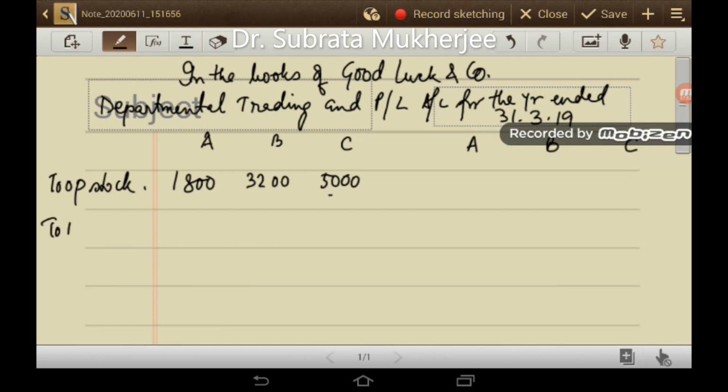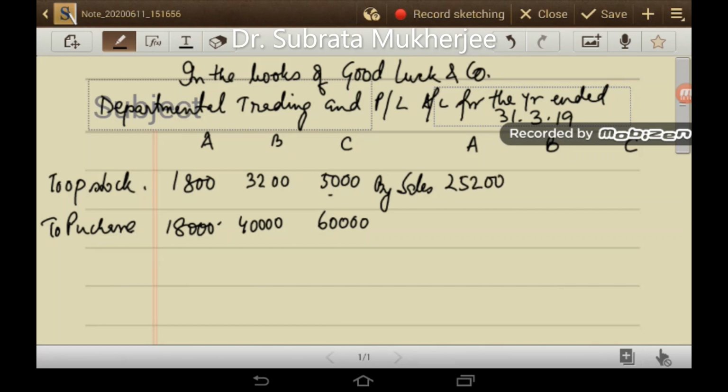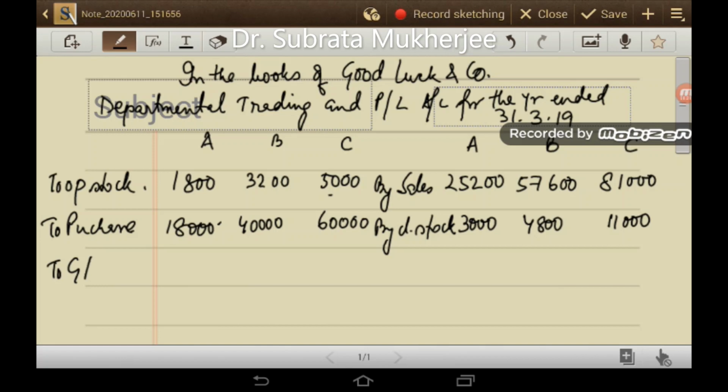The next item is to purchase. So this is also available in working number 4. So this is 18,000, 40,000 and 60,000. Then by sales, 25,200 we have found in working, 57,600 and 81,000. Then by closing stock, this will be 3,000, 4,800 and 11,000.